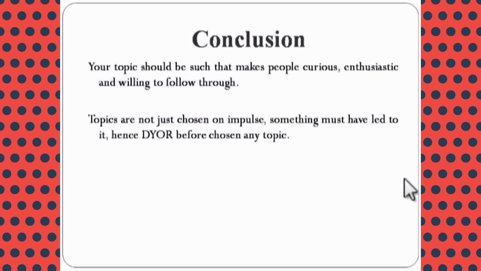Then, topics are not just chosen on impulse. Something must have led to it. Hence, do your own research before choosing any topic. Before you choose any topic you want to write on, do your own research. Make sure that the data you're going to use in the study is readily available. Make sure it is realistic. Make sure it is doable. Make sure it is beneficial. Make sure it is something that catches your interest. Make sure it is specific. Make sure it is clear. Make sure it is recent. Make sure you get enough literature that will enable you to do a good literature review. And if you do all this, then choosing a topic shouldn't be an issue.